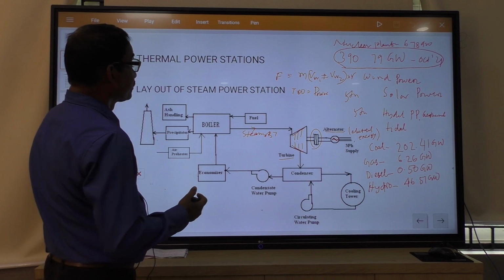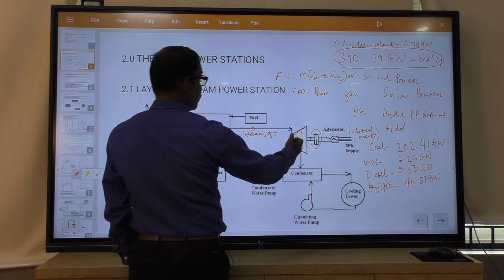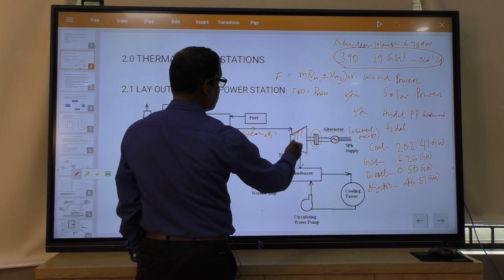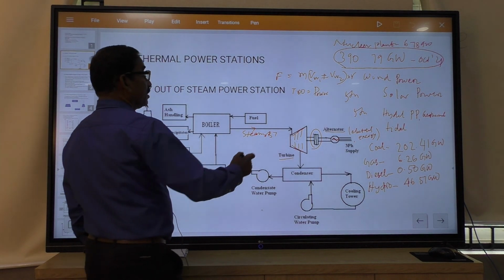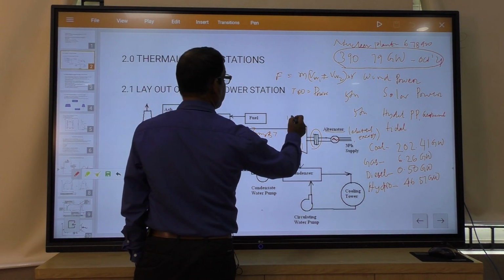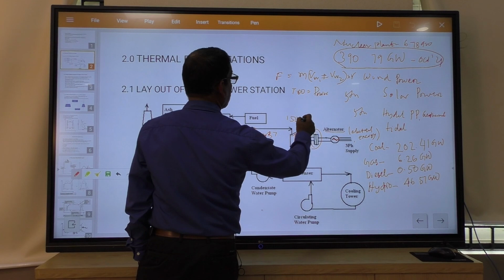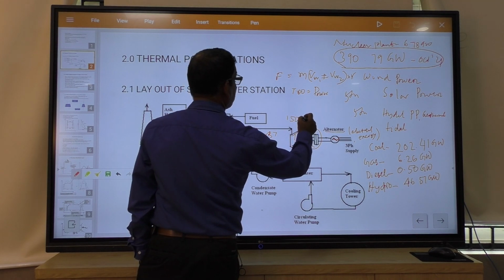Then after the turbine, the steam is exhausted, that means the pressure reduces. Suppose here it is 150 Pascal or megapascal.